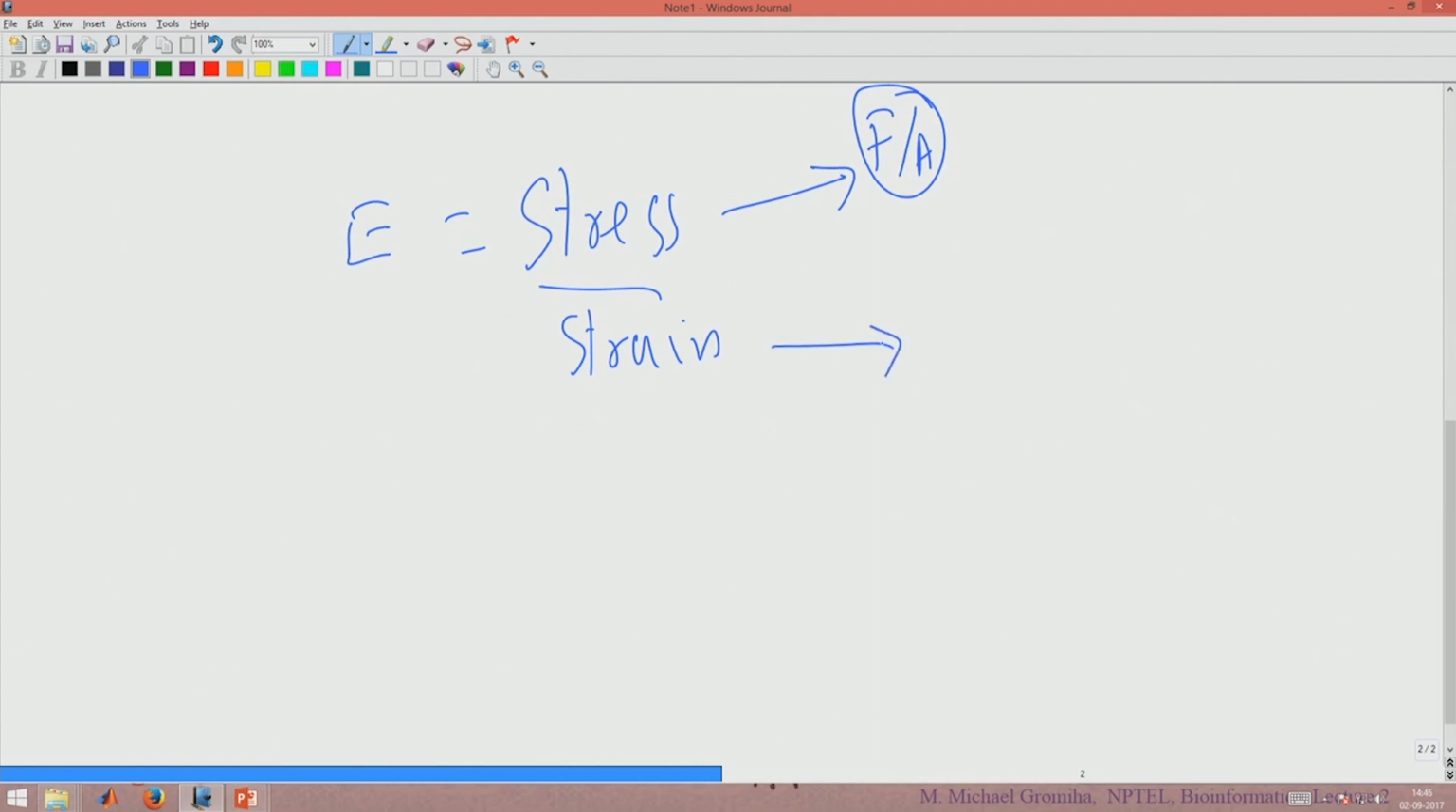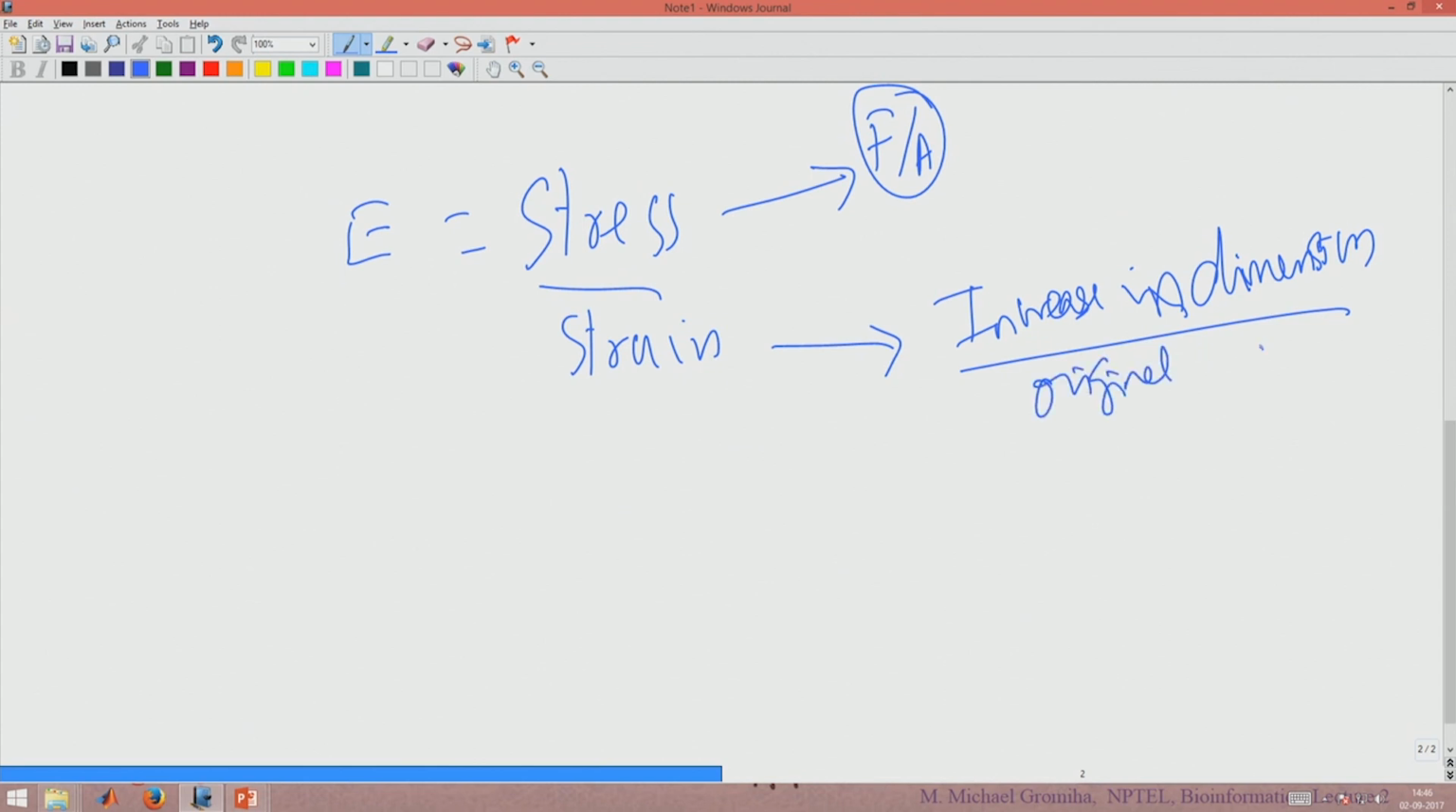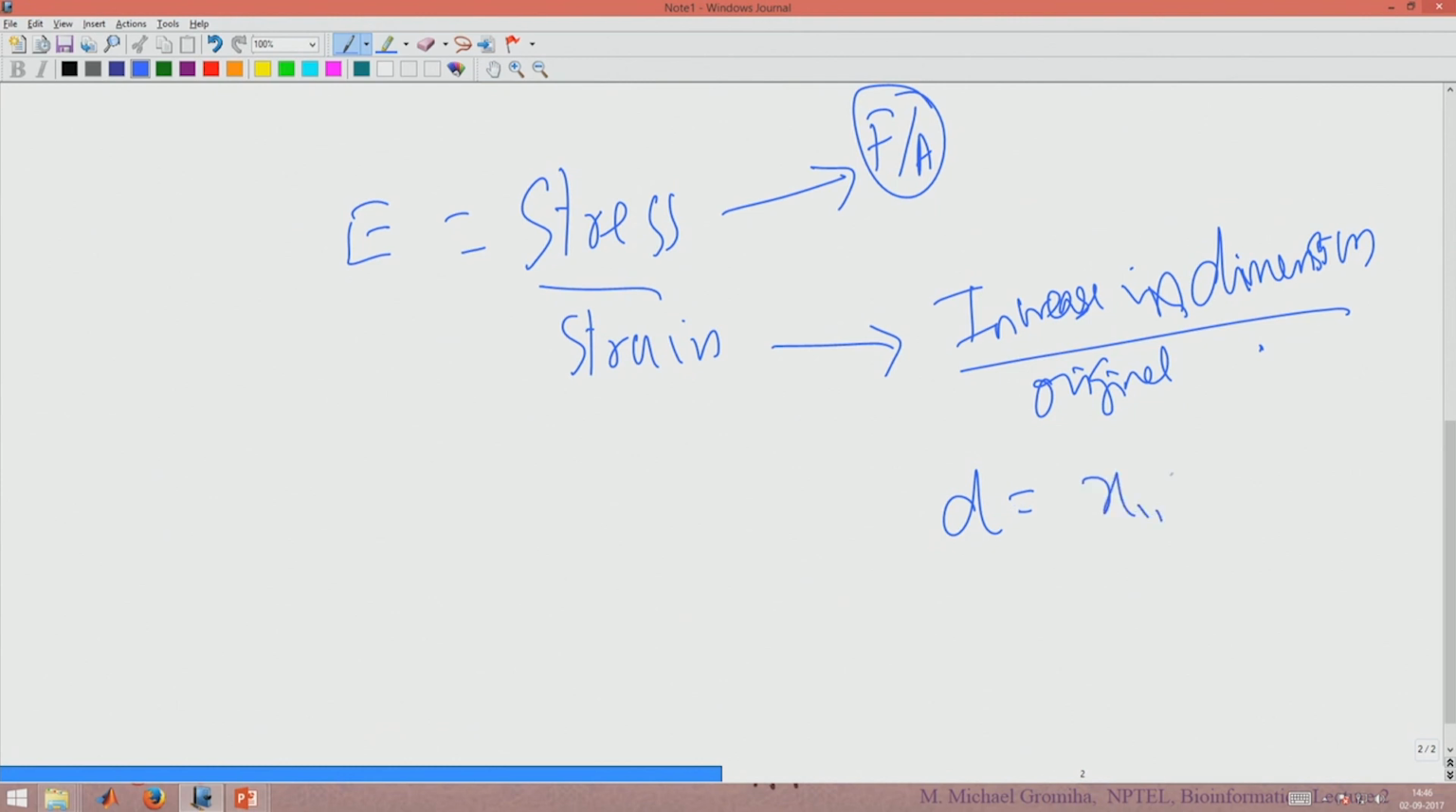What is strain? Increase in dimension divided by original dimension, right. So if it is without any change, then this is right. Now in the 3D structure you can calculate the distance between the first one and the fourth one. You can calculate the distance with the coordinates x1, y1, z1 and x2, y2, z2. Now from this distance and the original distance you can calculate the difference. From this difference you can calculate the rigidity, right. This is the direct way to get the Young's modulus.